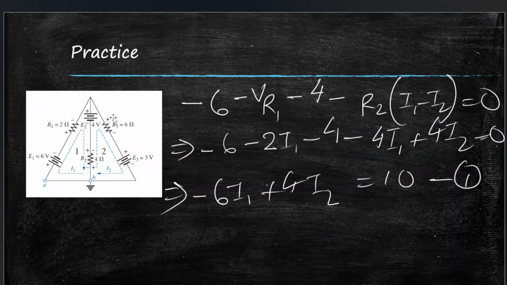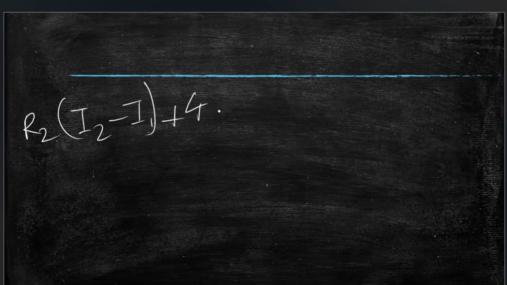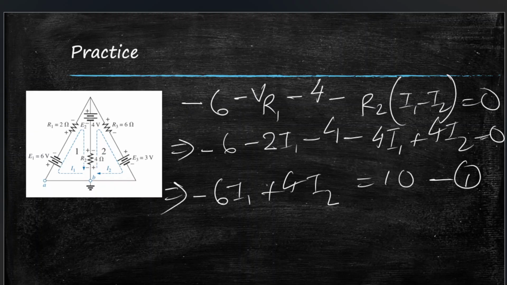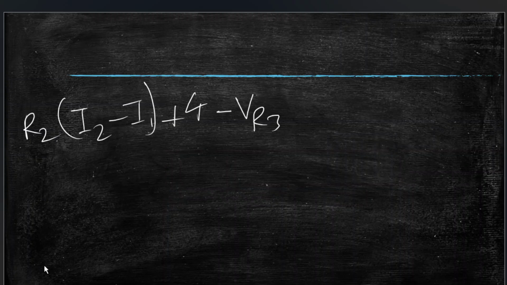And then VR3, which will be negative because entering through the positive side. So minus VR3, and then we have E3, which will be negative again. So minus 3 volt. Minus 3 is equal to 0.